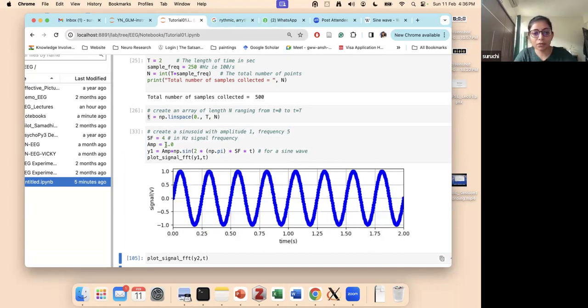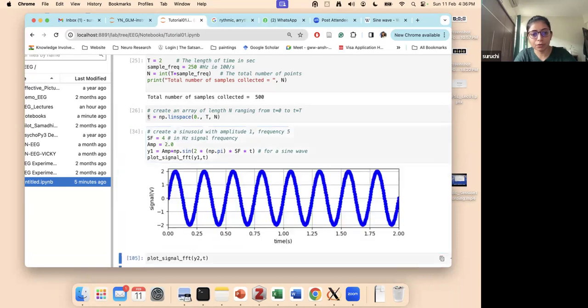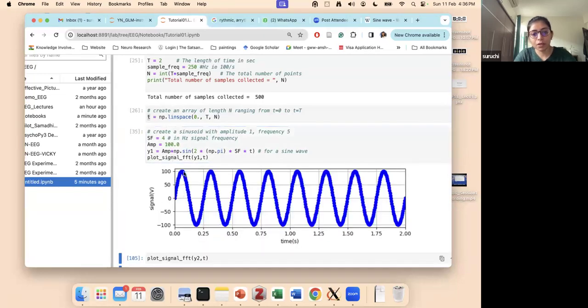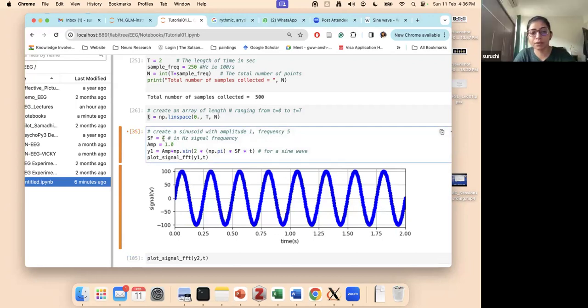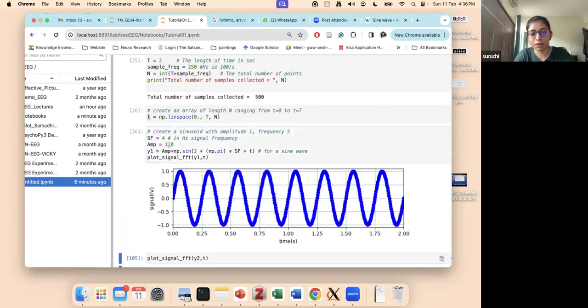And what does amplitude change? Let me change the amplitude. I make it 2. So it went up to 2 on the y-axis. Can you see that? I can make it 100. It will go up until 100. Nothing changes in the frequency. If I'm changing the amplitude, only amplitude changes. Sampling frequency is signal frequency, right? Yeah, sorry, signal frequency. So signal frequency is 4, amplitude is 1. So there are 4 peaks per second. Amplitude shows how far it goes at the peak, the value at the peak on the y-axis.